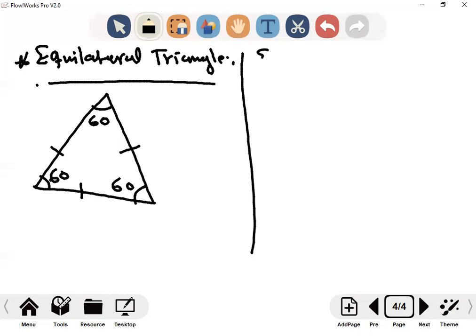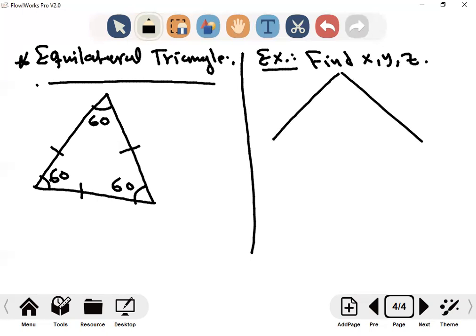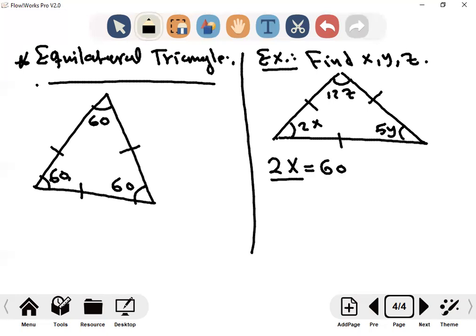For each. For example, find x, y, z in the following triangle. 2x, 5y, 12z. The 3 sides are what? The 3 sides are congruent. Are equal in length. Which means this triangle is what? Equilateral. And if the triangle is equilateral, each angle inside should be equal to what? To 60. So 2x here should be equal to what? 60. To find x, divide by 2 both sides, right?